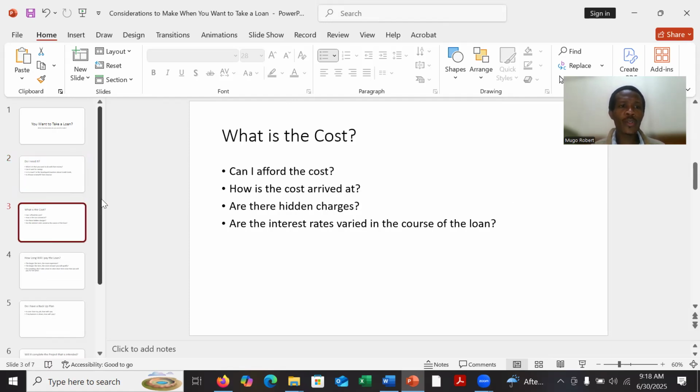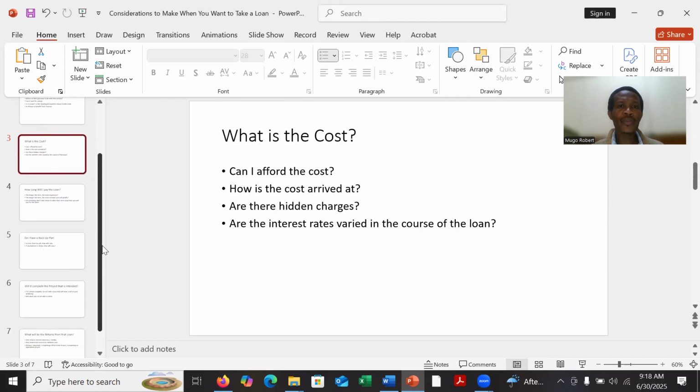The next one that we shall look at: what is the cost of this loan? A loan comes with costs. We are talking about the interest cost. We are talking about the insurance cost. We are talking about the processing cost. What is the cost of this loan vis-a-vis how much will I get?